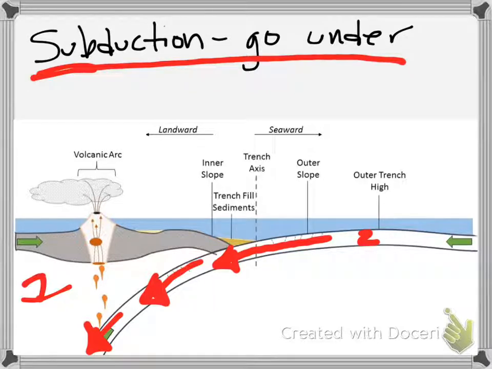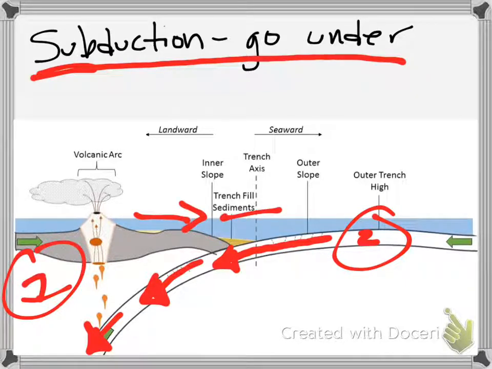So here's plate number 2. Here's plate number 1. They are coming together right here. And there's a specific thing that is happening. That is subduction. And the subduction is when that oceanic plate goes down.